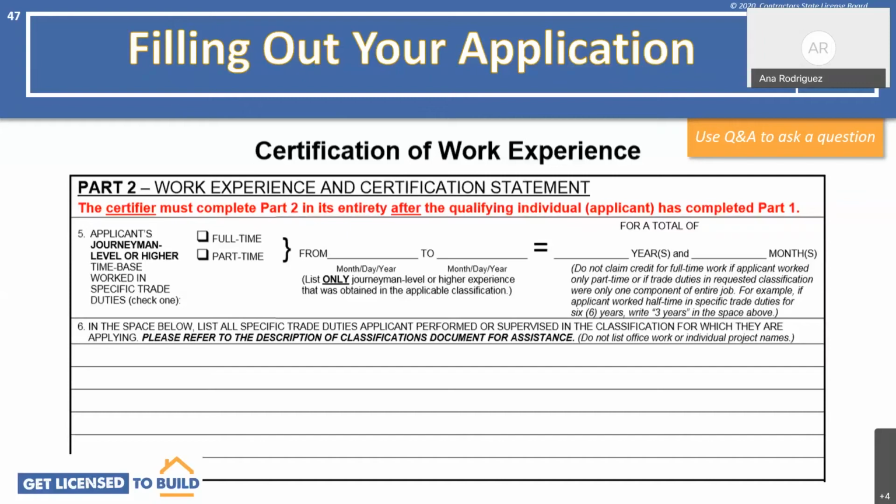On line number 6, your certifier will need to list the duties that you performed or supervised that are considered critical for the classification that you are applying for.